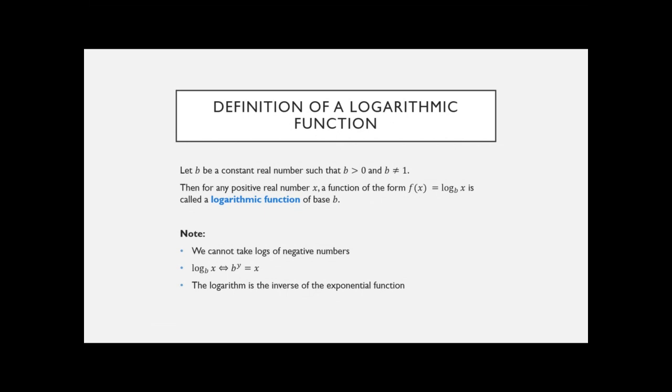And so we have some real number b. b has to be positive, and it's not equal to 1. And then our variable x has to also be positive. So we can't plug in negative numbers for x. They have to be positive. But a logarithmic function is written in this form. So we often abbreviate logarithmic as log. And this is read as log base b of x.